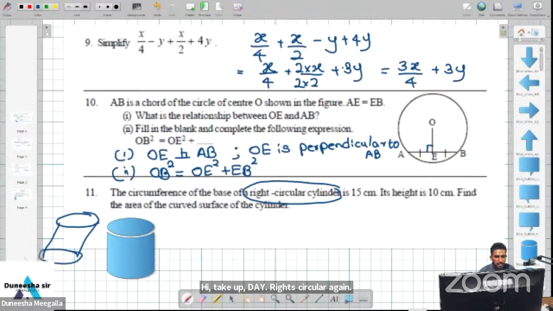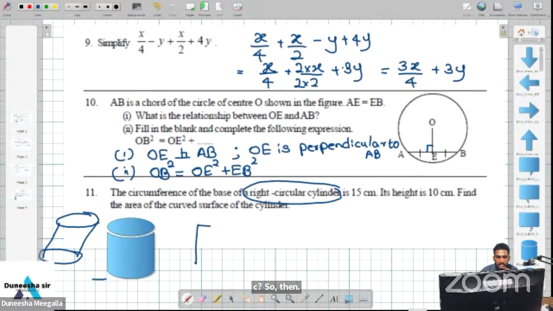Is this a right circular cylinder? It's not. What is the name of it? It's an oblique circular cylinder. We cannot calculate the area easily for that. Okay, then let's see how it works for the right circular cylinder.